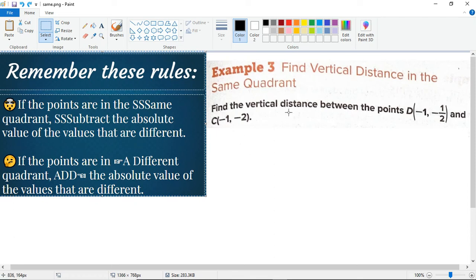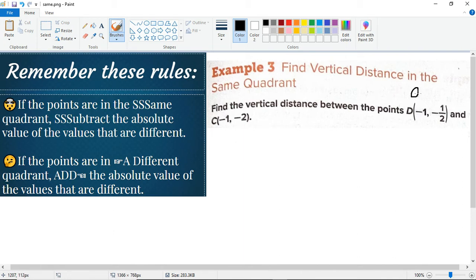So for example 3, we have to find the distance between point D and C. We have to do this without a coordinate plane, so we can use these rules. If the points are in the same quadrant, you subtract. If the points are in different quadrants, you add. So we have to decide what quadrant each one is in.